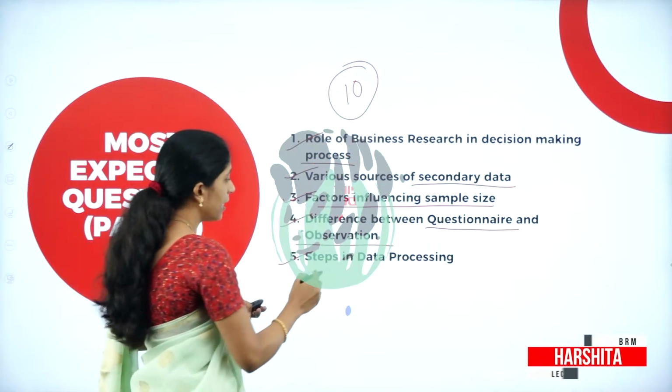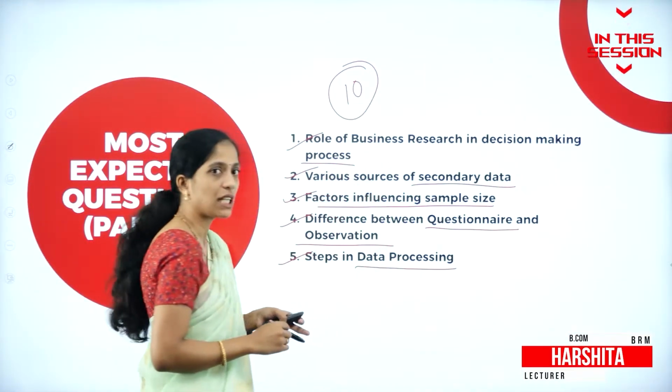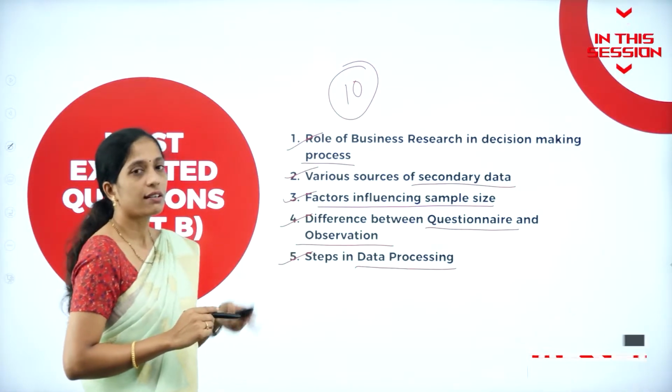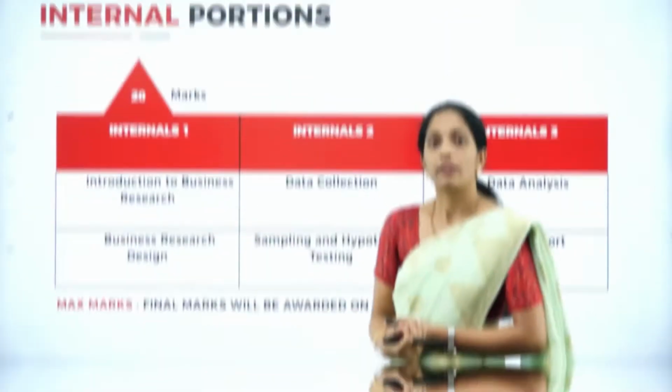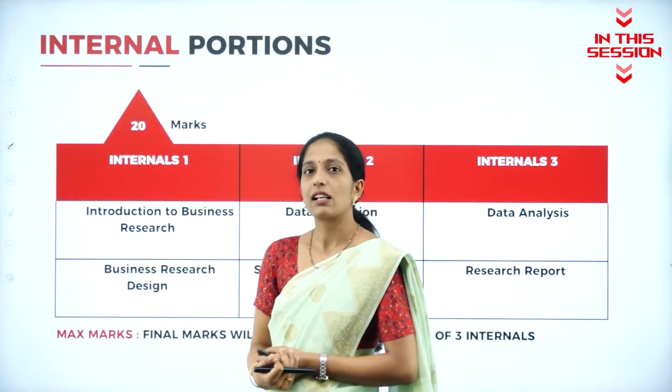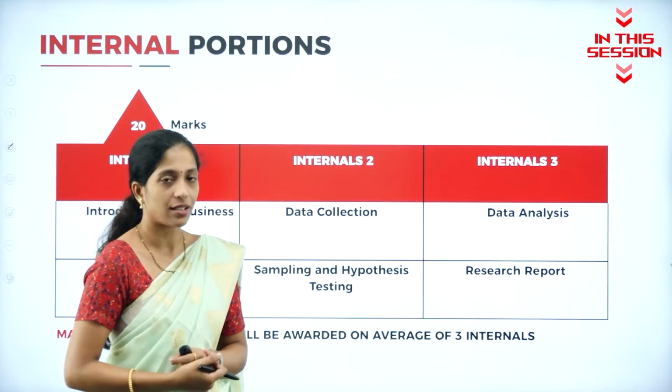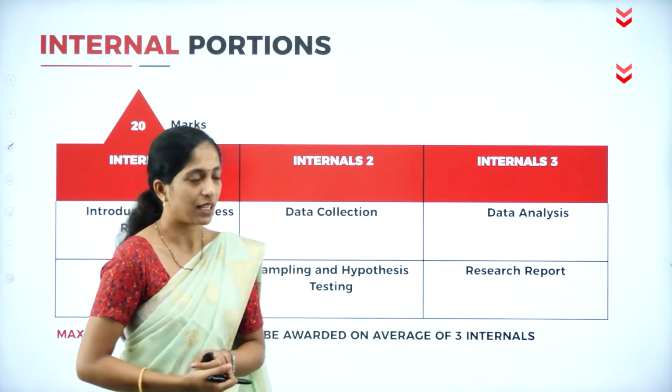Steps in data processing. What are the various steps in data processing? This question can also be expected for 10 marks under section B. There will be 3 internals, internals 1, internals 2 and internals 3. That is for 20 marks. So each exam is for 20 marks.